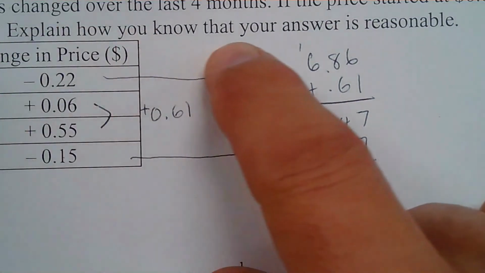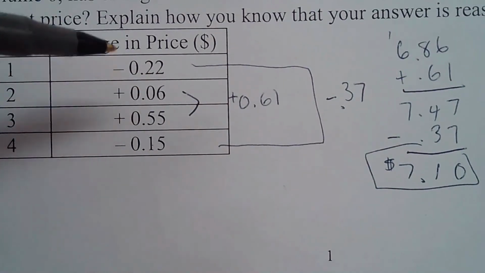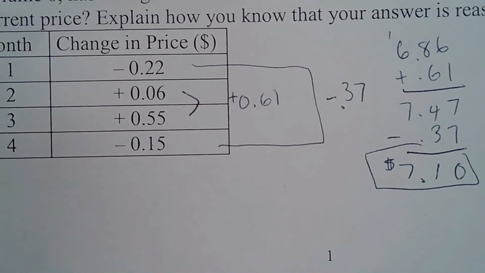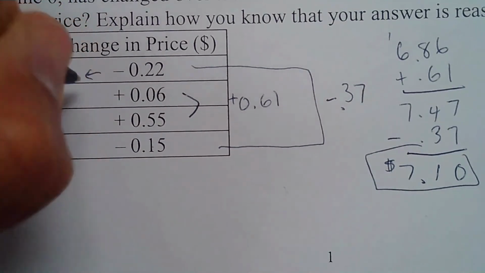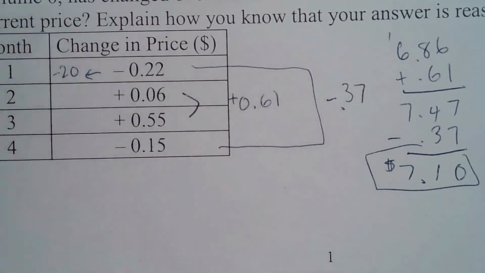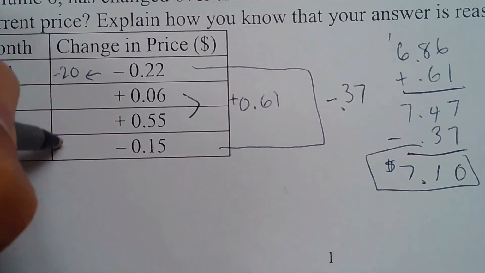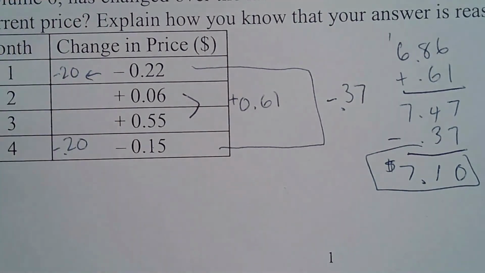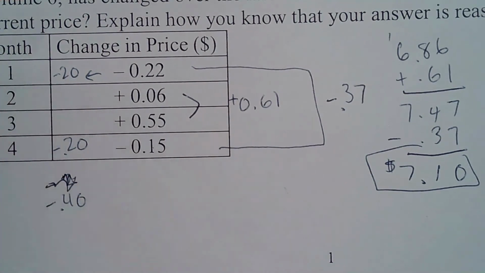Explain how you know the answer is reasonable. Well, how could we just kind of eyeball this without doing all the calculations exactly? Well, maybe I make this just down 20 cents, just round numbers here. Maybe I could round that also to down 20 cents. And so maybe it went down about a total of 40 cents.